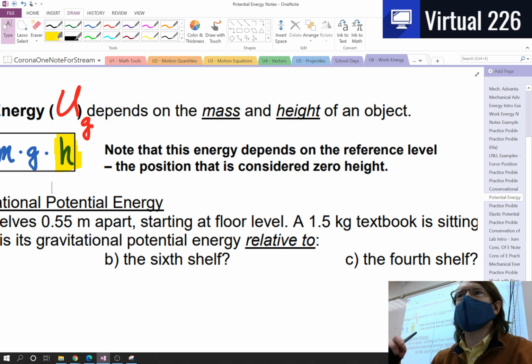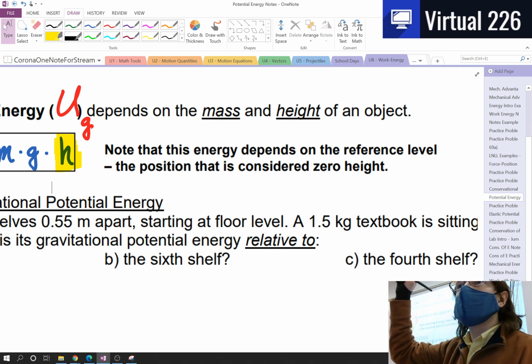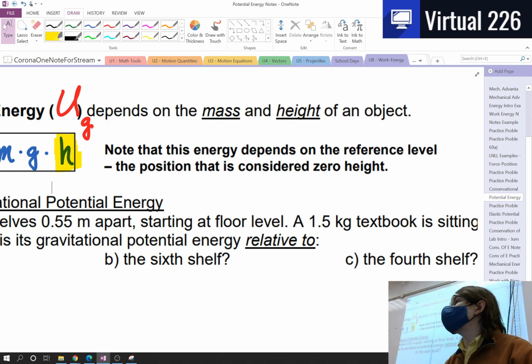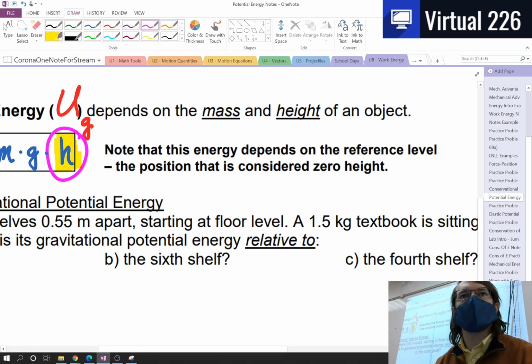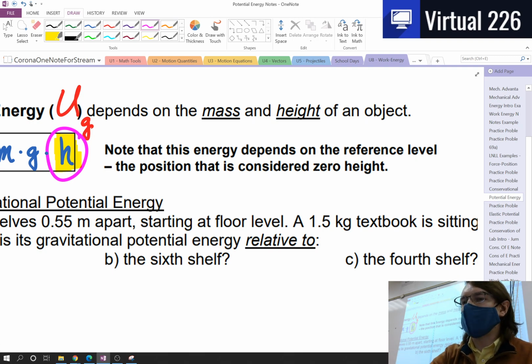Wait a second, didn't I just say we're standing on the floor? We're 0 feet up? That's a reference level. What are you measuring this height with respect to? The floor? The ground outside? The ceiling? Depending on what your reference position is, this height, this h value, might be different. And that's what we're going to take a look at in this example right now.